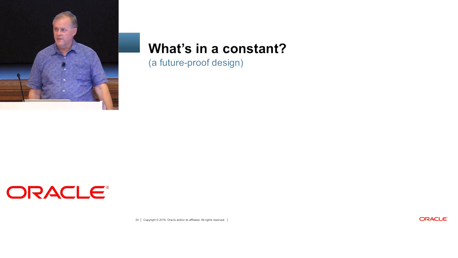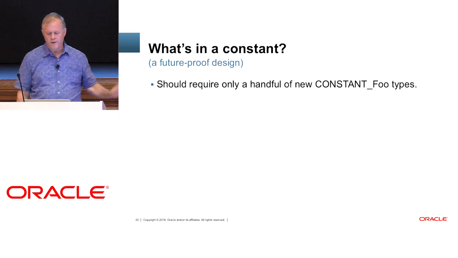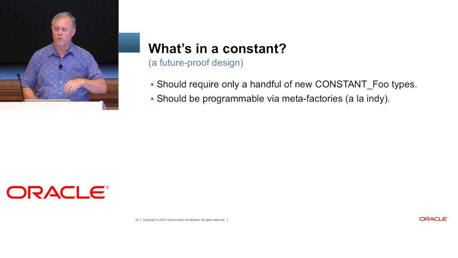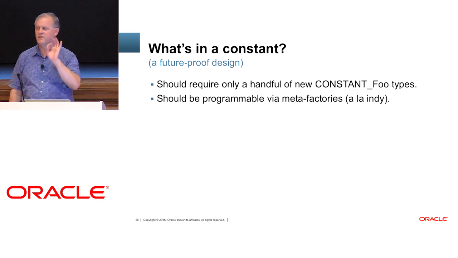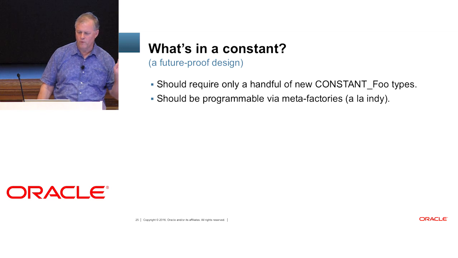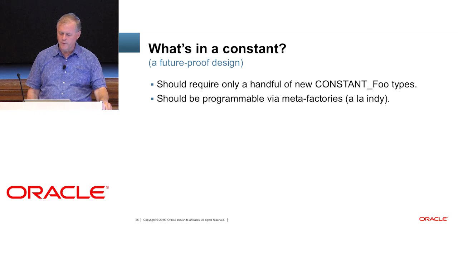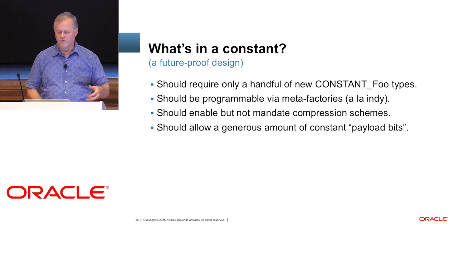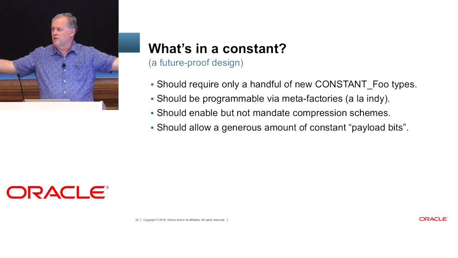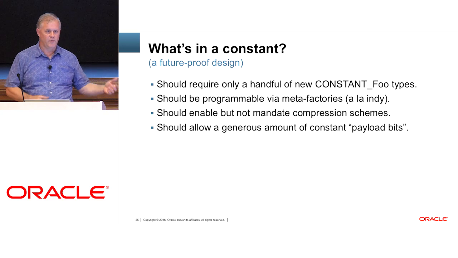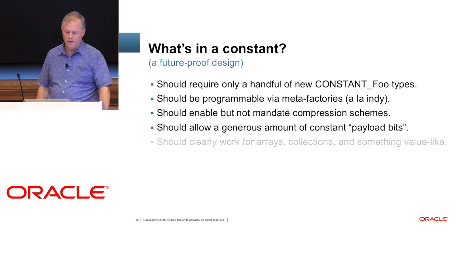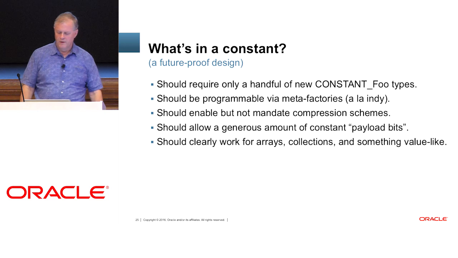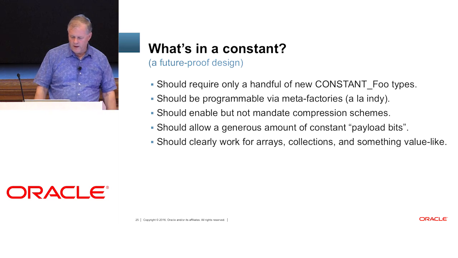So here's a future-proof design, in my opinion. There should only be a few new types, not one for each constant. Like, there shouldn't be a constant enum. No, thank you. That would be a code smell. It should be programmable using BSMs. It should allow various clever factory schemes and encoding schemes. It should have a small fixed overhead. It should allow delivery of large amounts of constant payload without lots of wrapper around it. And it should work clearly for the kind of use cases we're talking about.